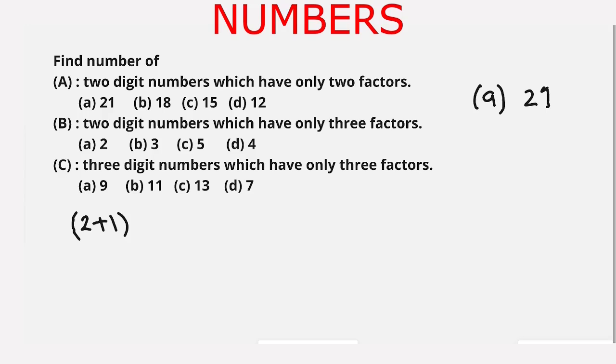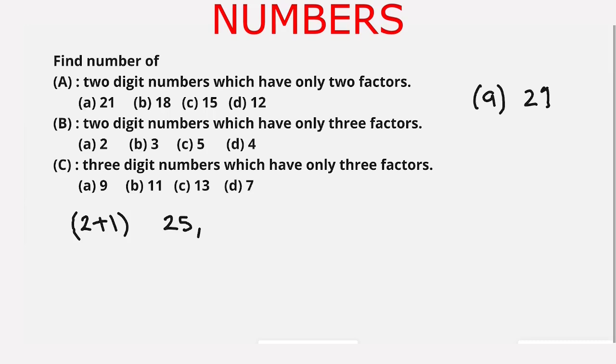The square of 2 is 4, which is a 1-digit number. Square of 3 is 9, which is a 1-digit number. 4 is not a prime number. 5 is a prime number. So the square of 5 is 25. So 25 is the first number which is a 2-digit number and has 3 factors, 1, 5 and 25.